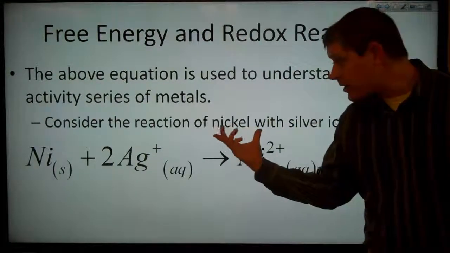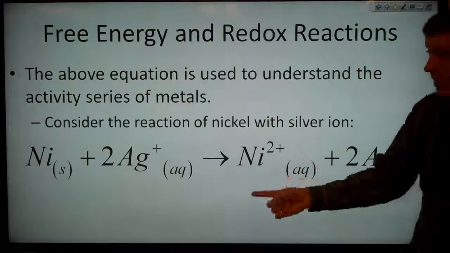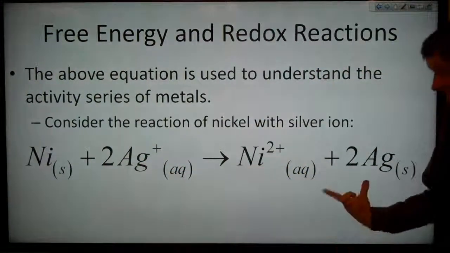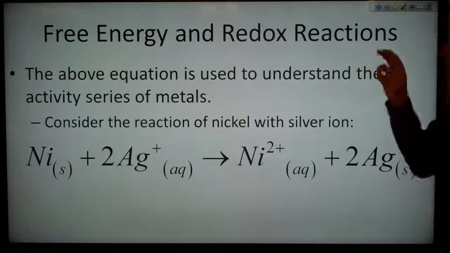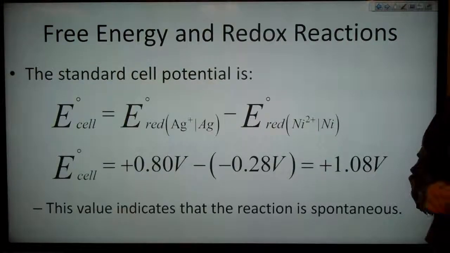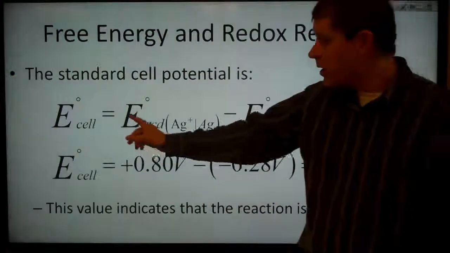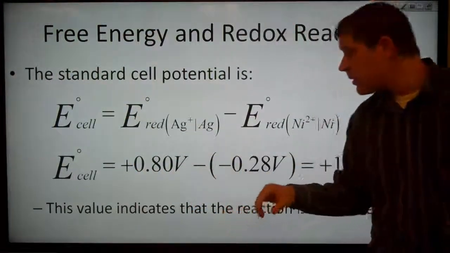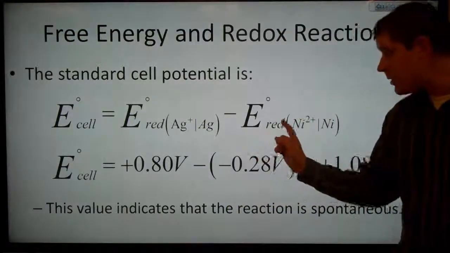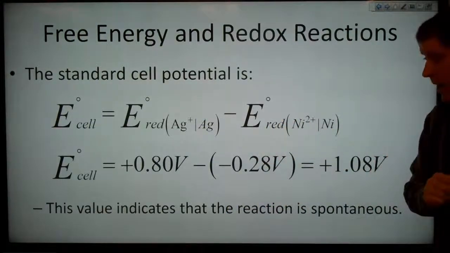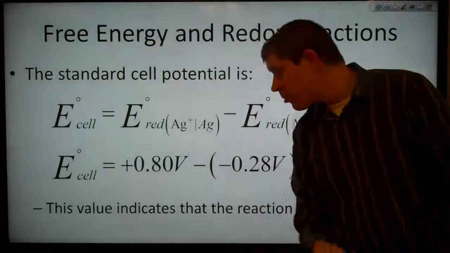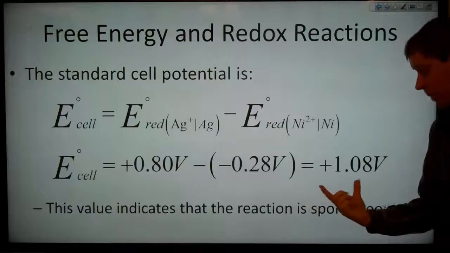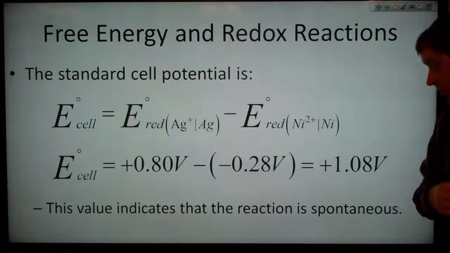So let's look at the reaction of nickel with silver ion. We've got nickel solid plus 2 silver ions react to give us nickel 2 plus and 2 silver atoms. And the cell potential then is the standard reduction potential of our silver half reaction minus the standard reduction potential of our nickel half reaction. And this is plus 0.80 volts minus a negative 0.28 volts, which gives us a positive 1.08 volts.